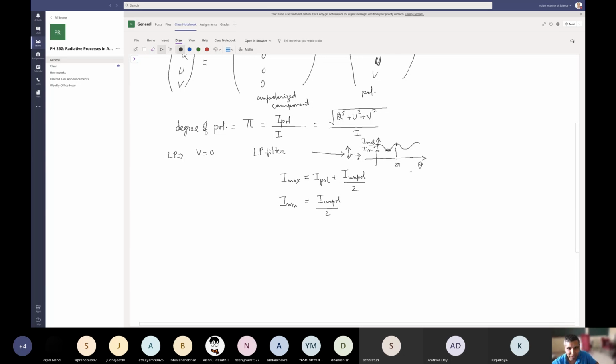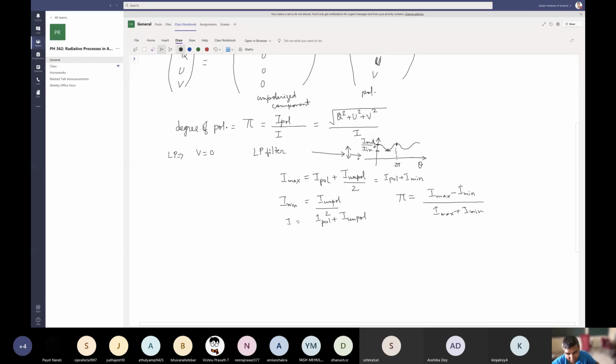So in this case, you can actually see what pi is in terms of I max and I min. This is equal to I pole plus I min. So I pole is nothing but I max minus I min. That's the numerator of pi. And what is I? The total intensity is nothing but I pole plus I unpole, and that's nothing but I max plus I min.